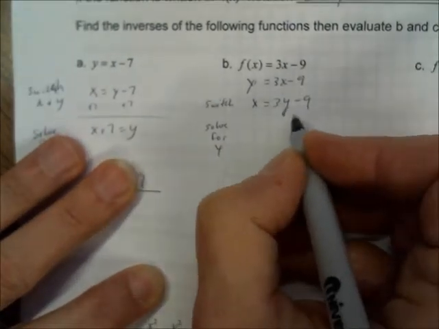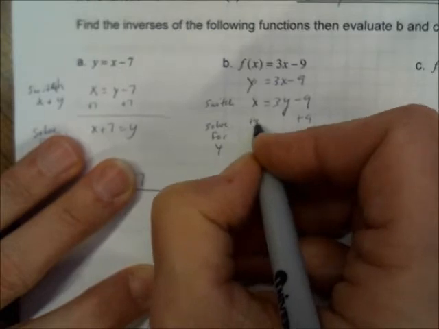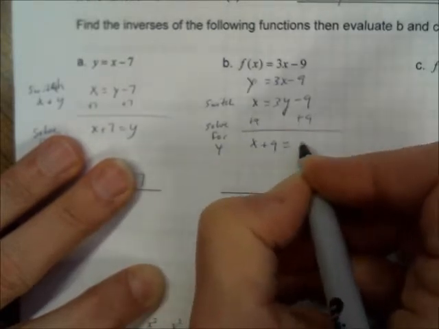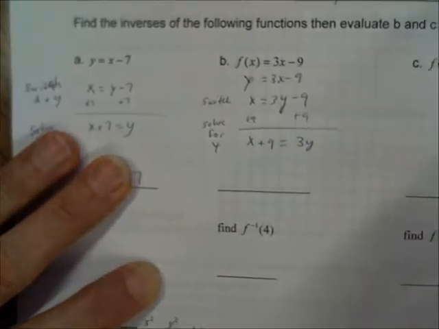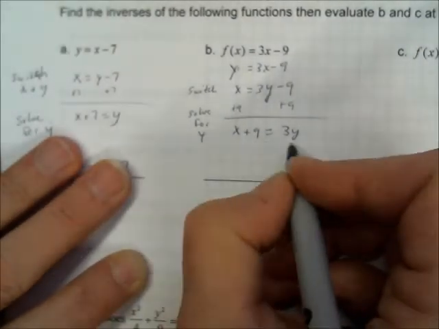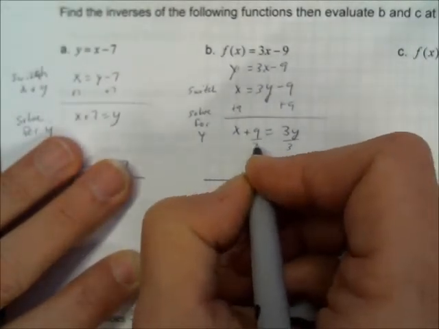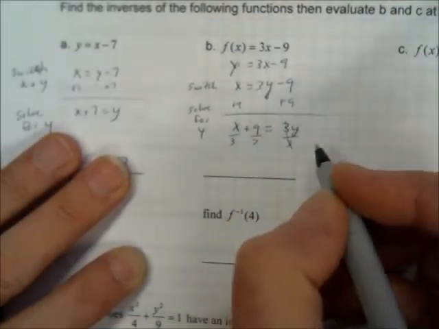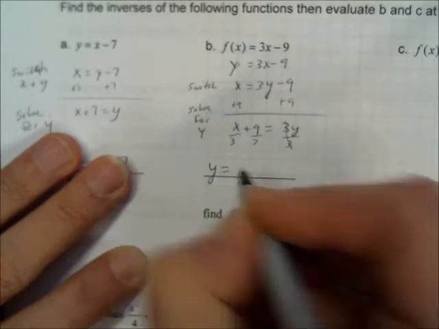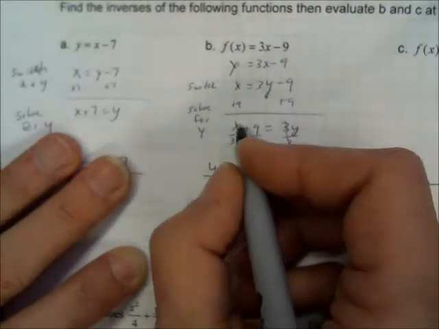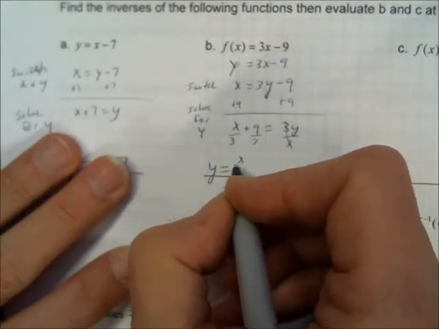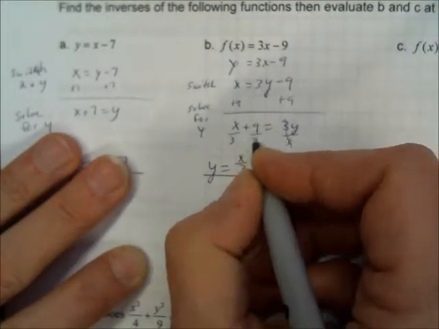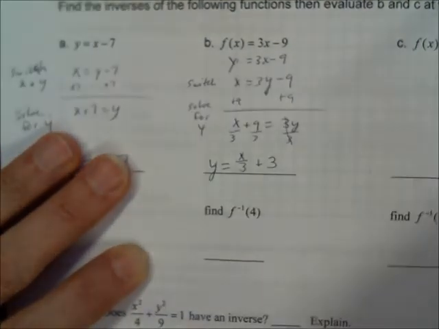So you're going to add 9 to both sides first. And it reads x plus 9 is equal to 3y. And then you're going to divide both sides by 3, which means everything gets divided by 3. So the 3's cancel out, and you're going to get y is equal to x over 3, which is the same thing as 1/3 x, plus 9 over 3, which is 3.